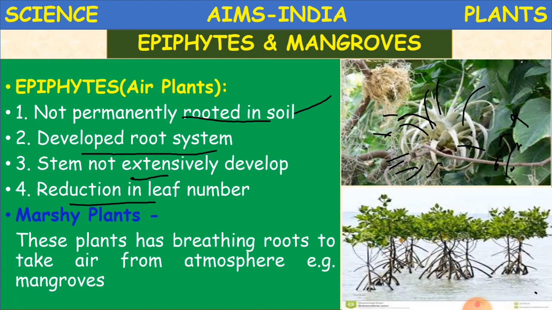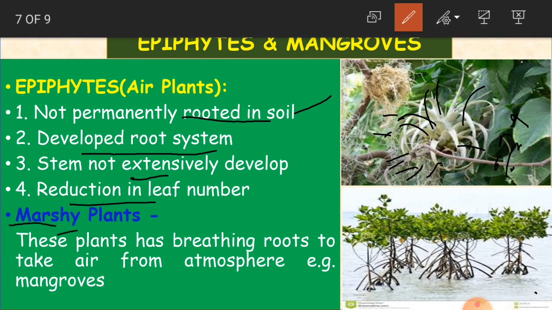Now it's about marshy plants. What is a marshy area? A soft and wet land is known as marshy land, and the plants which grow in such areas are known as marshy plants. These plants have breathing roots to take air from the atmosphere. For example, mangroves. Children, if you see here in the picture, these are marshy plants and we name them mangroves. How are they? If you see, these are roots actually, this is not the stem.